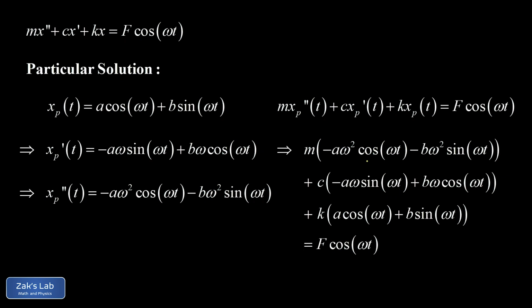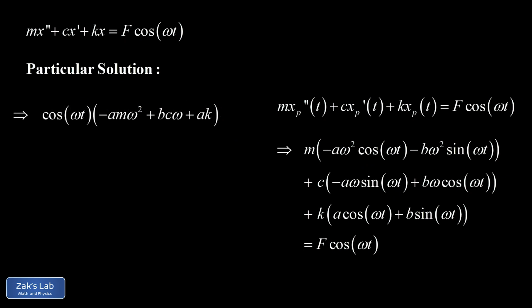So just doing some quick bookkeeping, here's a cosine term, here's another cosine term, and here's another cosine term. So that first one is going to be a negative a m omega squared times the cosine function. The second one is c b omega times the cosine function. And the third one is k times a times the cosine function. And we're going to factor that cosine out of those terms as we go. So gathering all the cosine terms on the left-hand side, we have a cosine omega t times negative a m omega squared plus b c omega plus a times k.